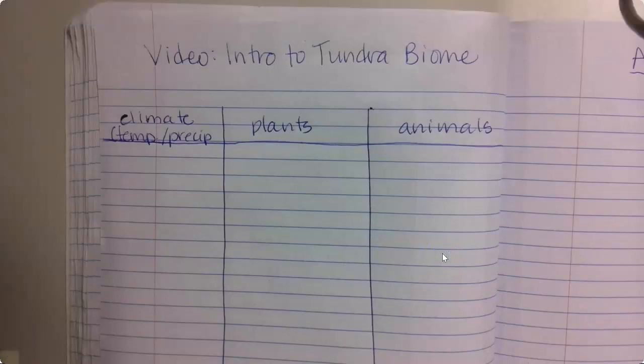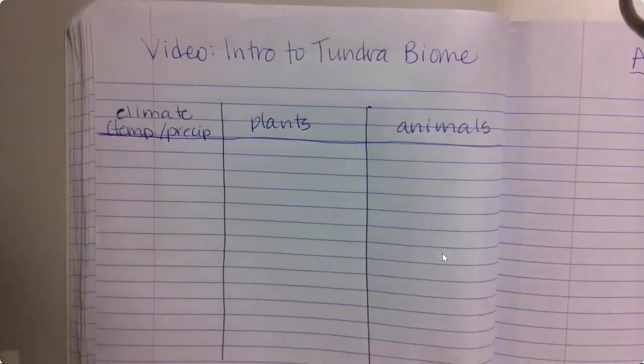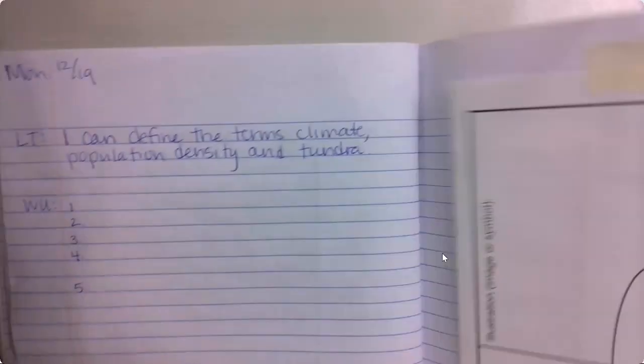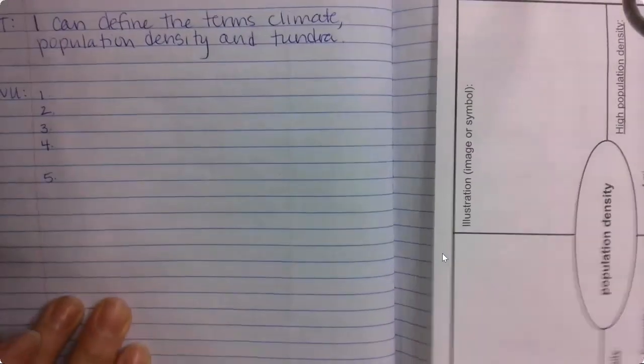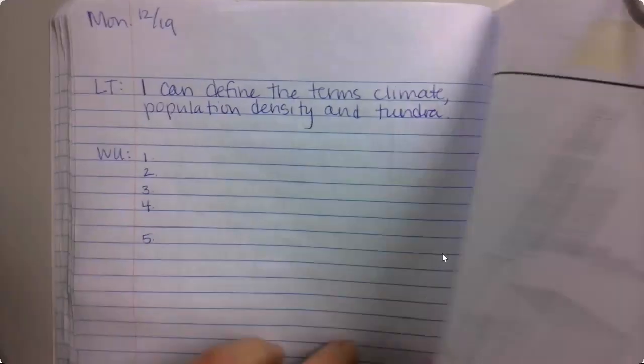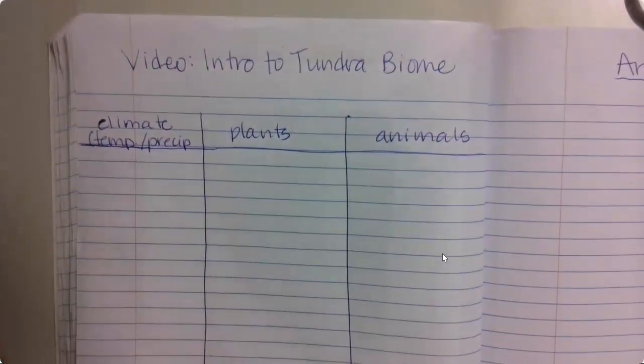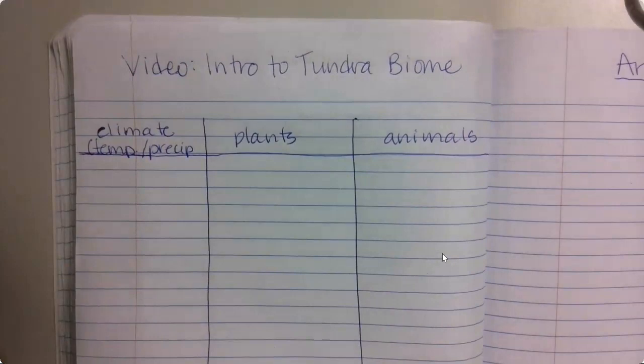Okay, next we are going to develop the concept of what a tundra is. So what I'd like you to do is, here's your population density Freyer. We're going to flip the page to the next side on the left side. We're going to get it set up to watch a short video, about 4 minutes, about the tundra biome.